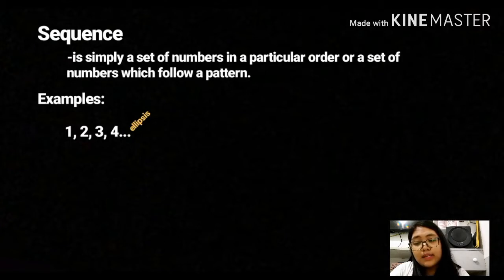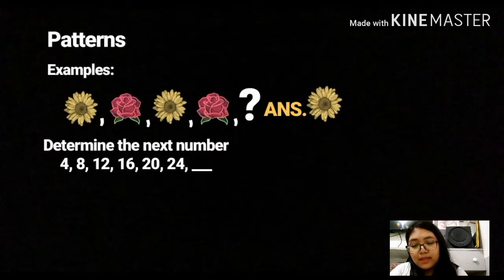Another example is 0, 6, 12, 18, 24, and so on. In this sequence, we can observe that the pattern is adding 6 to each number. Going back to patterns, determine the next number in the sequence 8, 12, 16, 20, 24. Here we can notice that the pattern is adding 4 to each number.